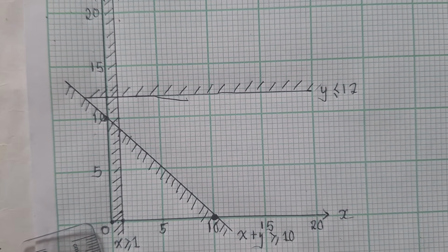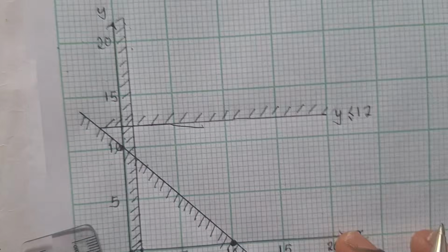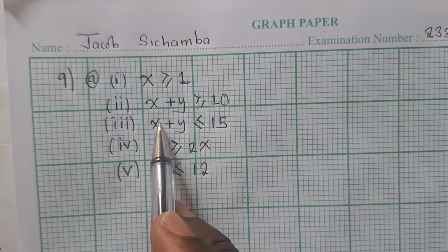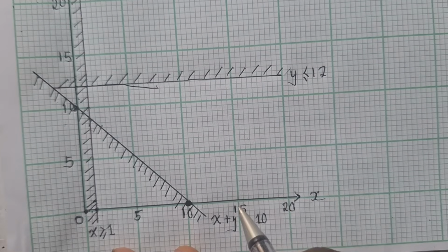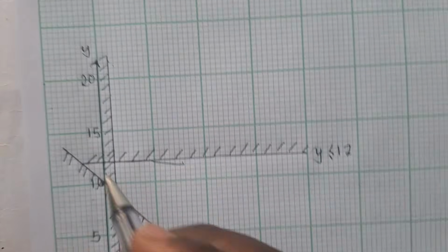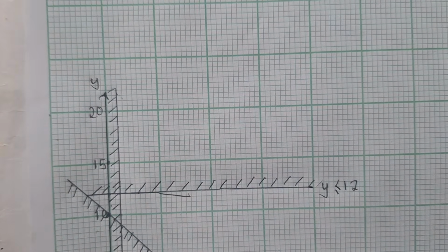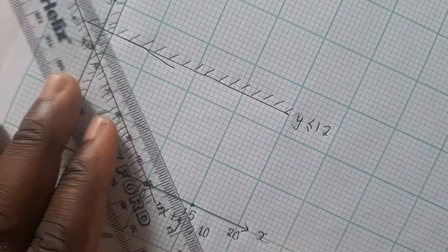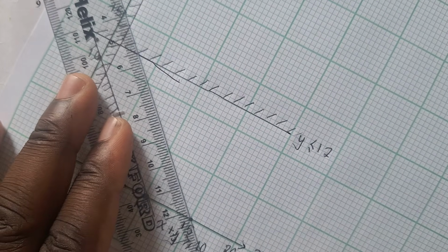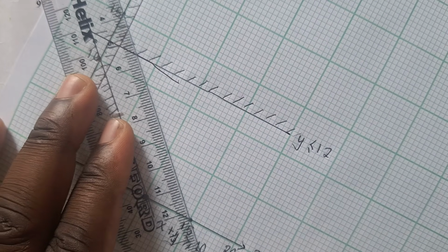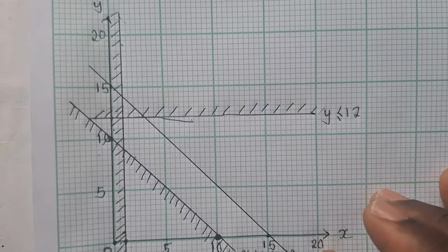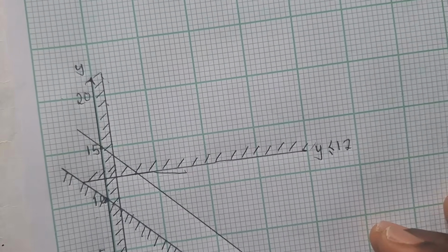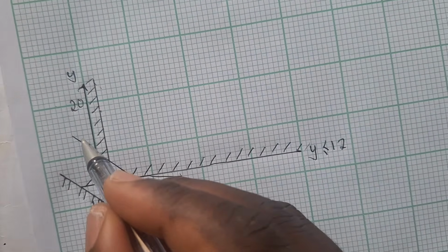Another one, x plus y is less than 15. So you go to where 15 is. It's right here and here, of course. Then you draw nicely. I don't want to make a mistake on this one, so I'll make sure that I do the right one. Okay, so you see it's passing at 15, and then you shade this side.